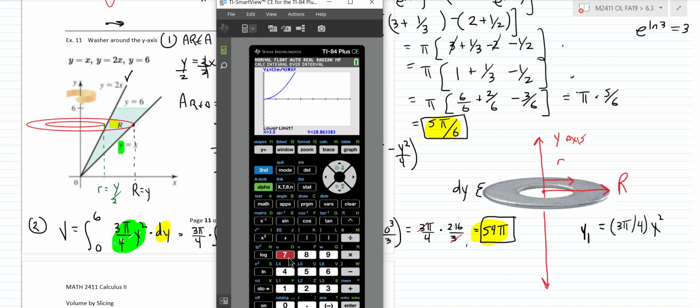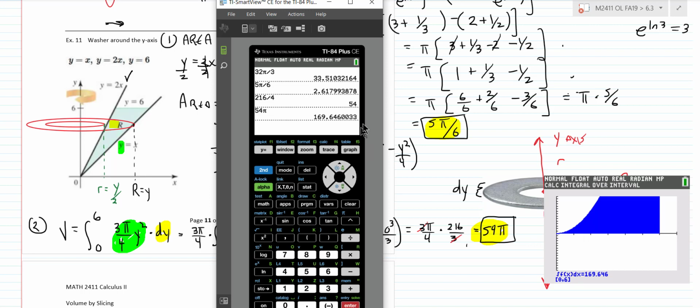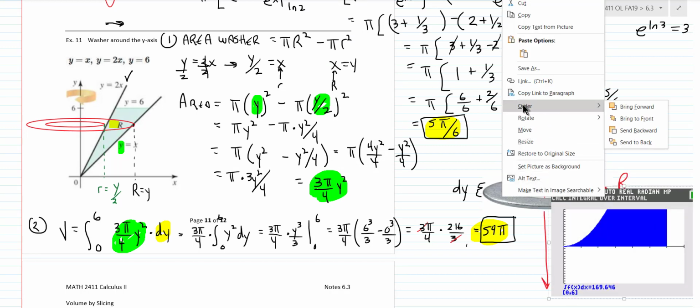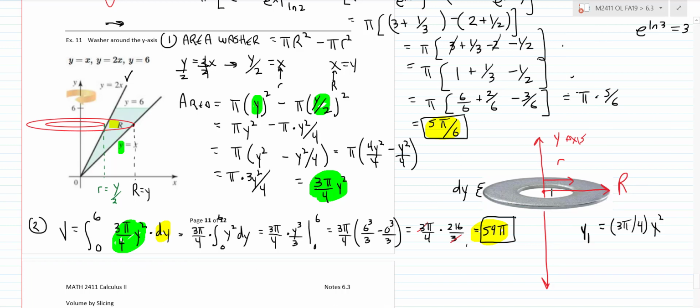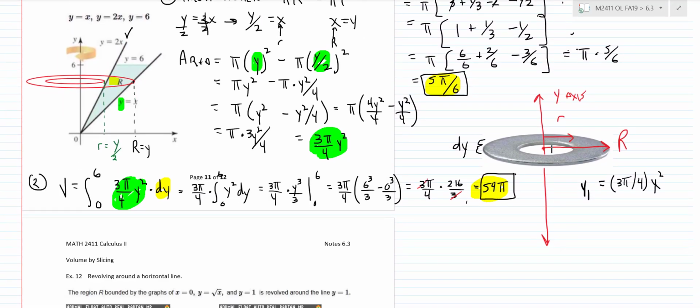So I go second, calc, option 7. We're going to integrate from the lower limit of 0, upper limit of 6, and that gives this. So let's see if this is right. 54 pi was our answer. And how about that, it's the same. Okay, so that's how you would get that one done. The basic idea is the dx integral on your calculator does the same arithmetic. That's why that works out okay. All right, good place to pause if you need to look over that. Otherwise, we're going to move to the next page.